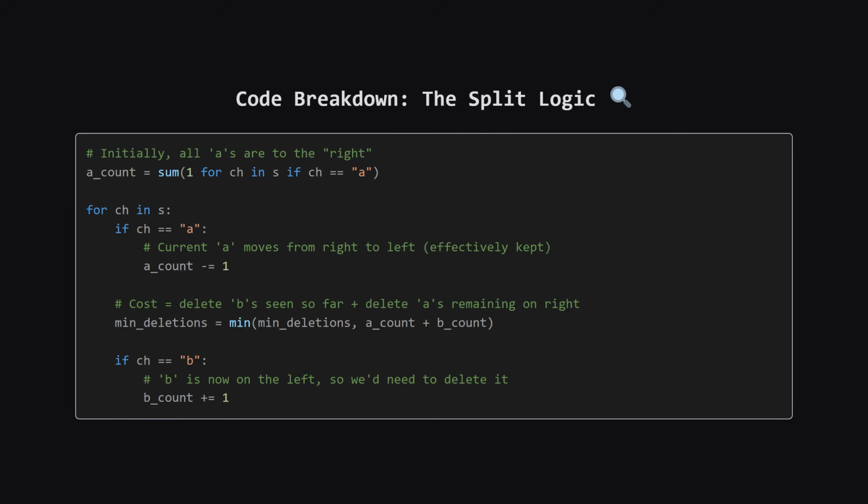Let's break down that loop. At the start, we assume our split line is at the very beginning. So, a_count holds the total number of A's to the right. As we process a character, if it's an A, we decrement a_count because that A is no longer to the right of our imaginary line. Then, we calculate the cost: the b_count we've seen on the left, plus the a_count remaining on the right. We update our minimum deletions with this value. Finally, if the current character is a B, we increment b_count, because for the next position, this B will be on the left side.